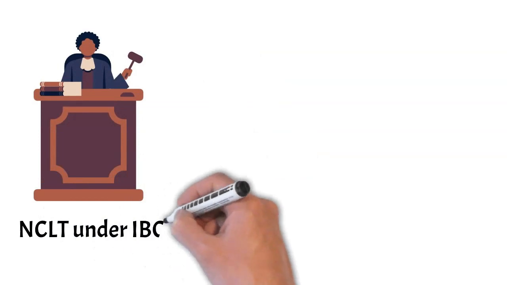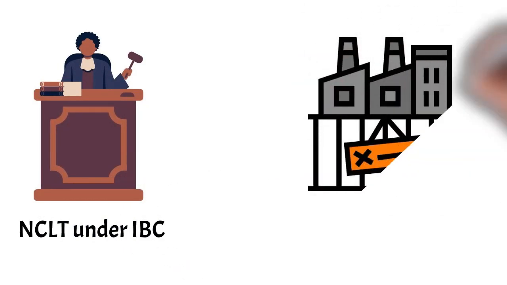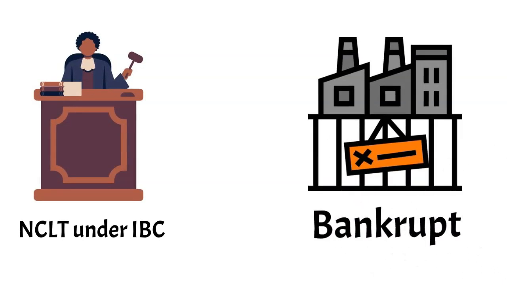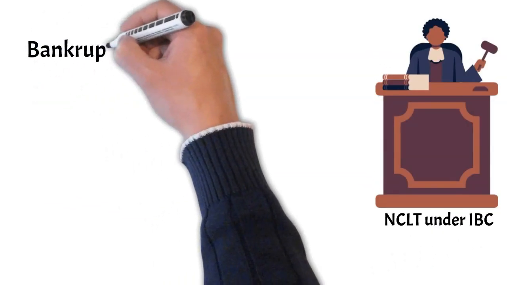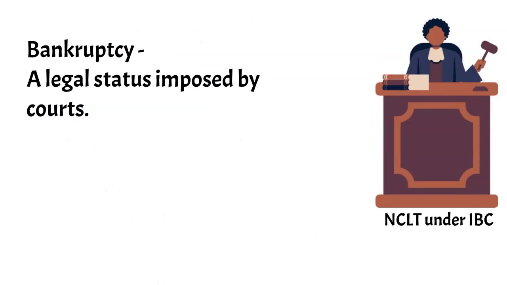If the creditor approaches the appropriate court or adjudicating authority to recover its dues from the debtor, and the adjudicating authority decides the insolvency of the debtor, then the status of the debtor becomes bankrupt. Bankruptcy refers to a legal status imposed by the courts which highlights their obligation towards the creditors they have taken loans from and their inability to repay the same.